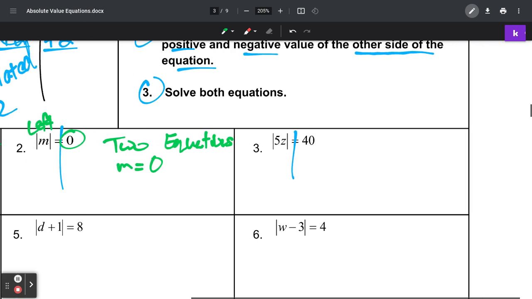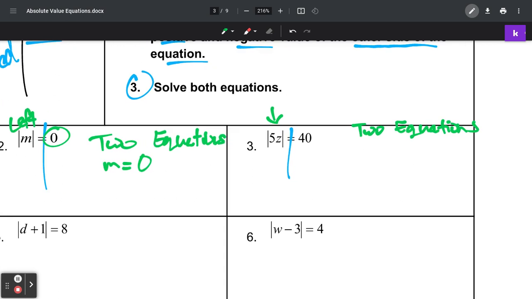Let's take a look at 3. Look over here on the left side where your absolute value symbol is found. Is that absolute value expression over there by itself? Yes, so I can proceed to my two equations. If not, you would have to solve to get the absolute value expression by itself.